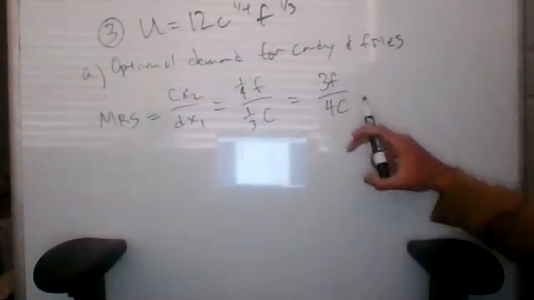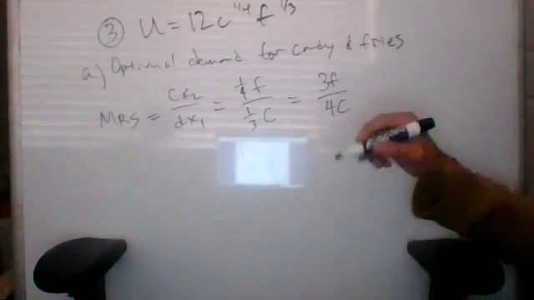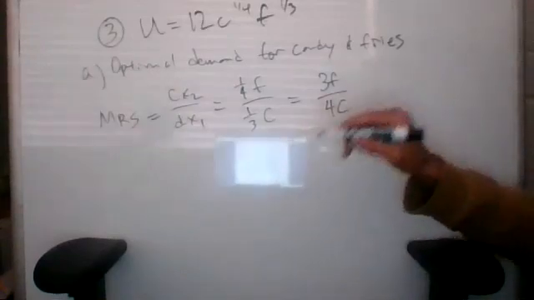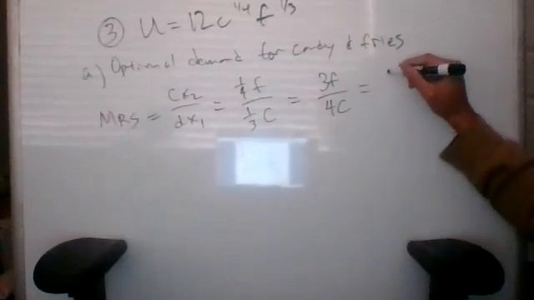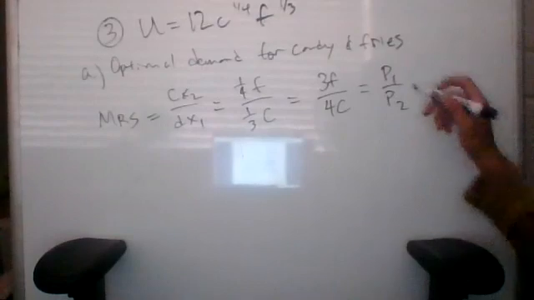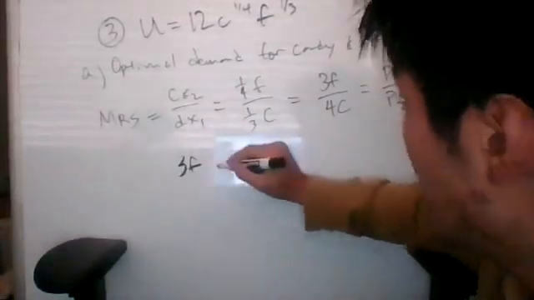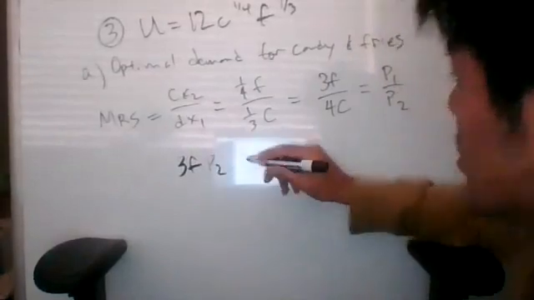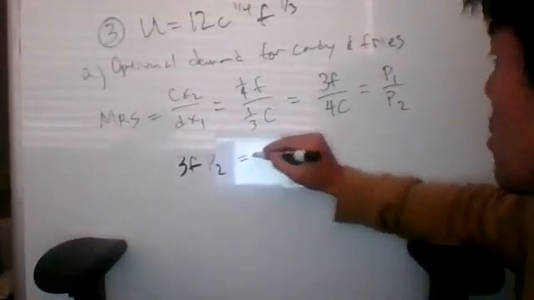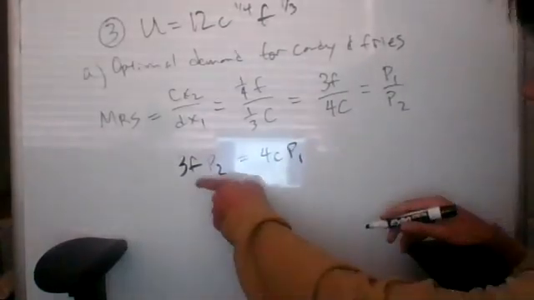This clearly has a diminishing MRS, right? Which means that we can set this equal to our price ratio and find the demand function, right? So P1 over P2 is our general price ratio. And so we get 3F P2 equals 4C P1. And let's solve for F first.